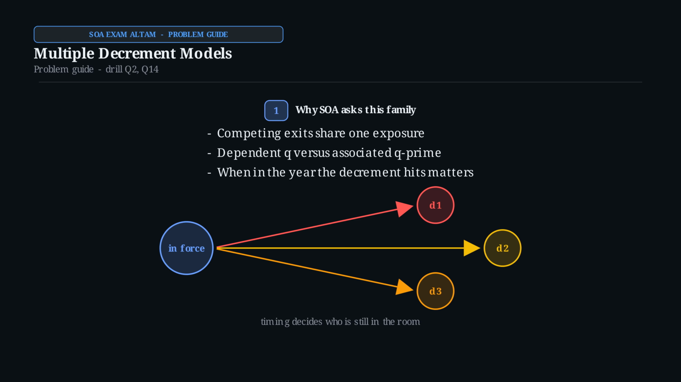SOA asks this because real exits compete: death, withdrawal, disability, and a named disease. A single decrement Q is not enough. They want you to keep dependent rates, which share exposure, separate from independent associated rates, which imagine one cause acting alone. Timing is the exam lever. Move a decrement to issue or to year-end, and the other causes see a different group of lives.